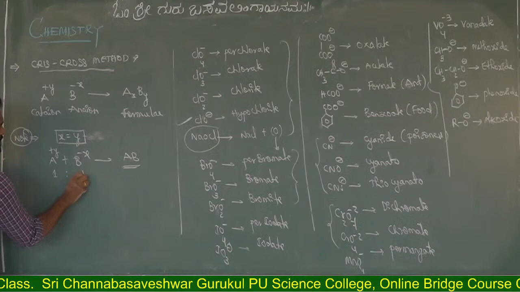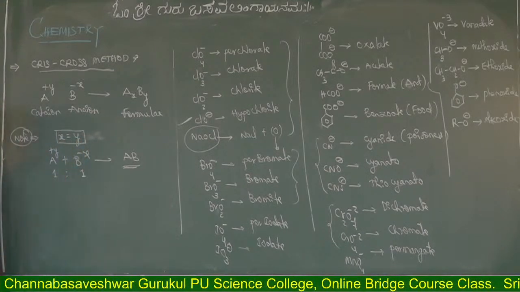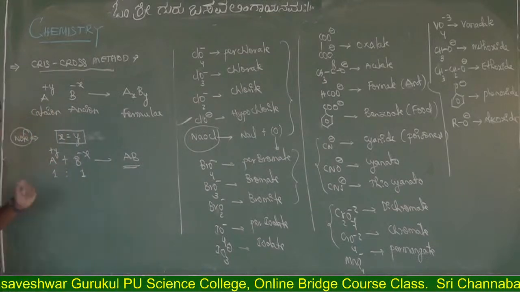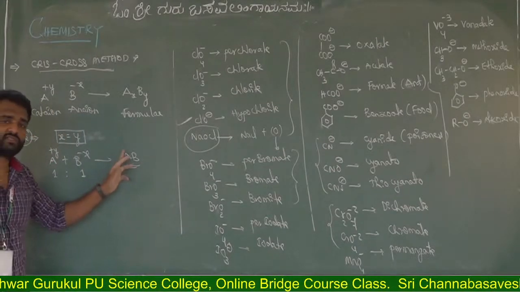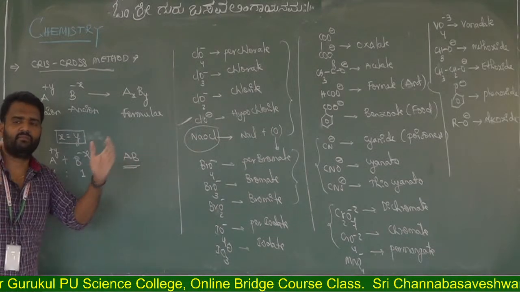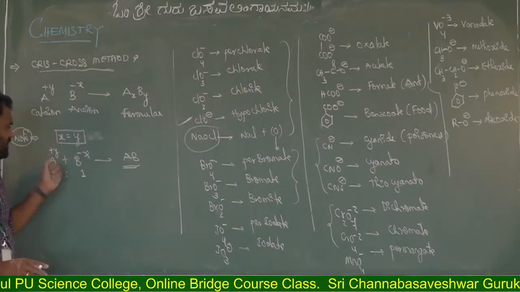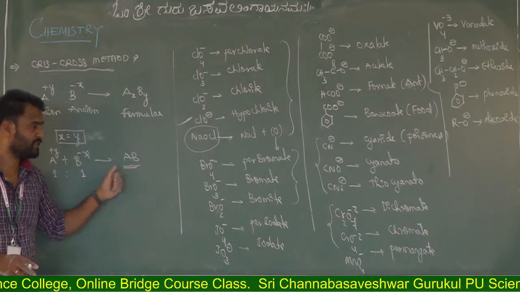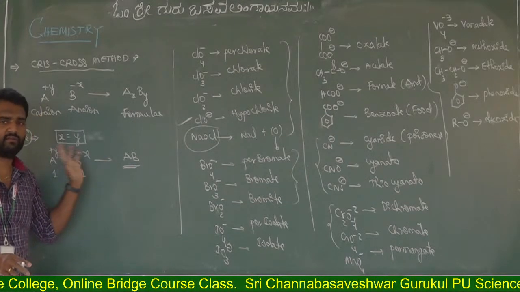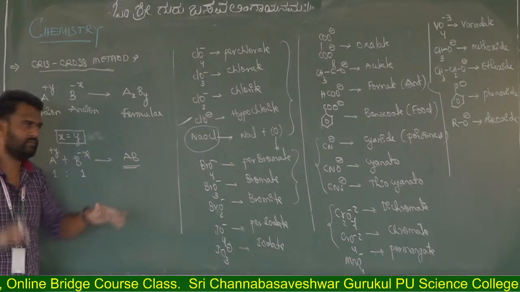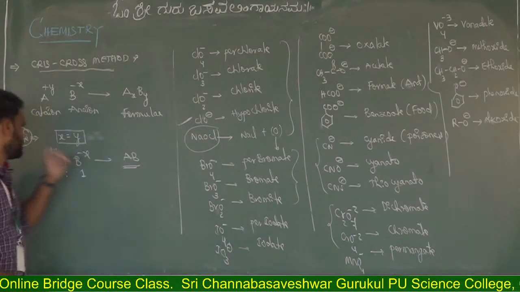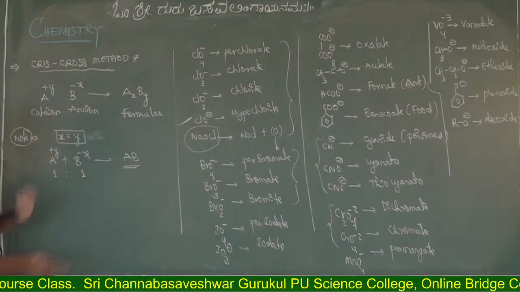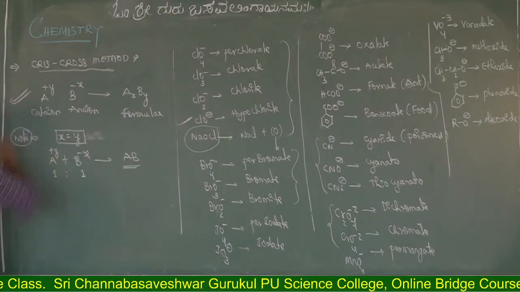Why? Because here the negative charge is equal to the positive charge, and whenever the charge is the same, the formula will always be 1:1. One cation combines with one anion, whatever the charge, when X equals Y. Here plus 2 is there, here minus 2 is there, so what would be the resultant formula? AB is the formula. You should not write A2B2. If you write A2B2, it will be wrong. This is what you need to remember. In the other case, when X and Y are not equal, then obviously you have to apply this formula. This is the note.